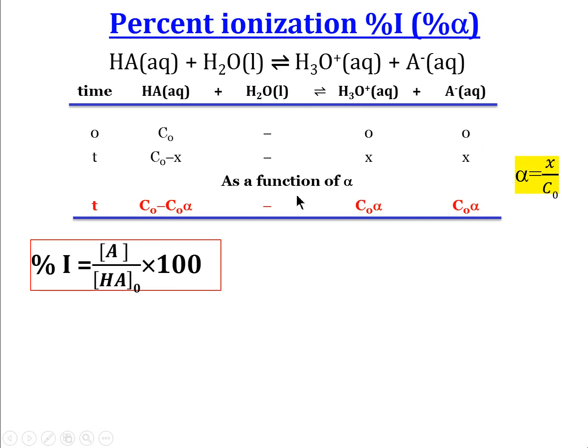In this equation, the source of A minus is only the dissociation of HA. But H3O plus has two sources. The first is the dissociation of HA, and the second is from the auto-ionization of water. So H3O plus has two sources, HA dissociation and H2O dissociation. For this reason, we write percent I as a function of A minus and not as a function of H3O plus.